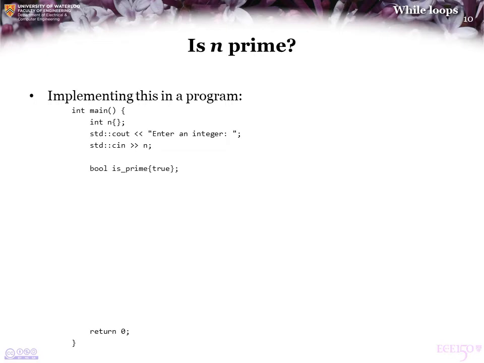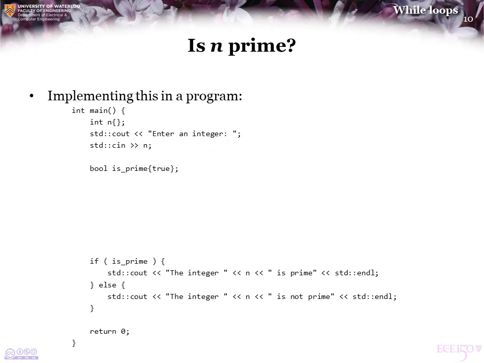Okay, so let us start by assuming that n is prime. We will have a local variable isPrime declared to be of type bool. That is, it holds the value true or false. We will initialize it now with the value true. We are assuming that n is prime. Now, once we run our test, we will then check this local variable. If isPrime is true, then we will print a statement indicating that yes, the integer n is prime.